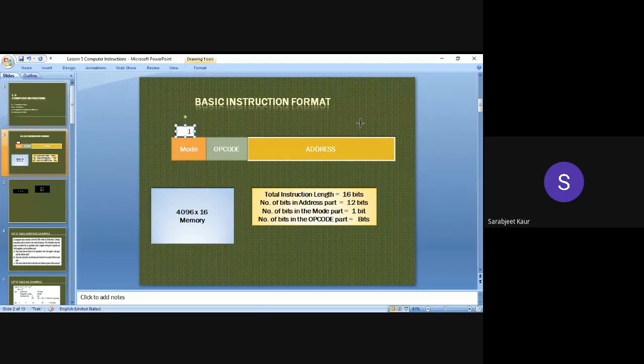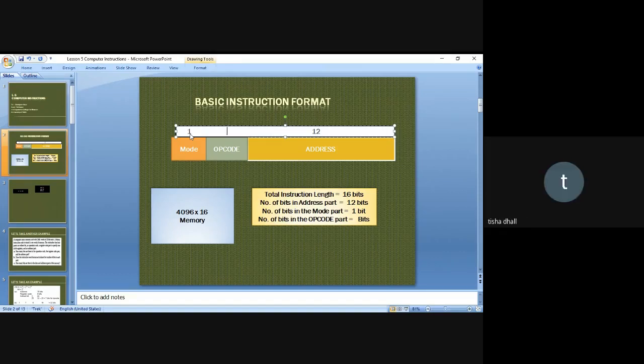And we have already seen that we require 12 bits for the address part. So how many bits are going to be left over for the opcode part now? Out of the 16, 16 minus 13 is 3 bits. Is this clear? Yes, ma'am. Good.